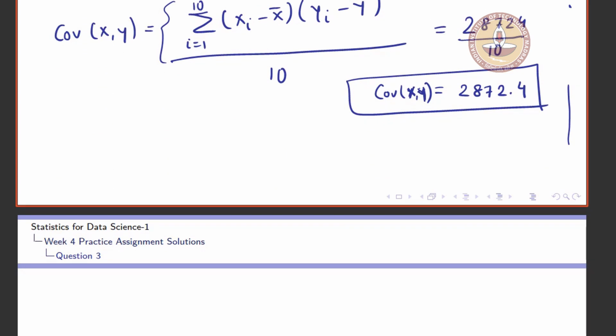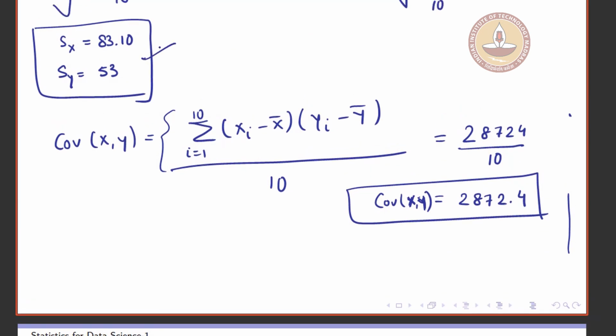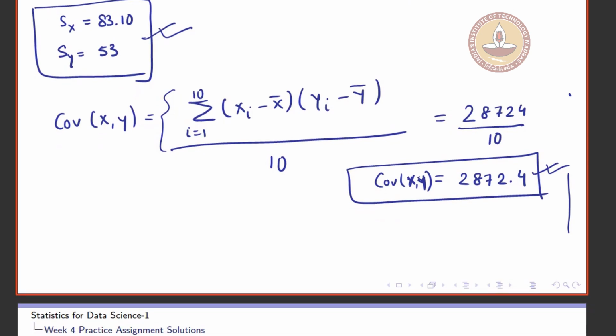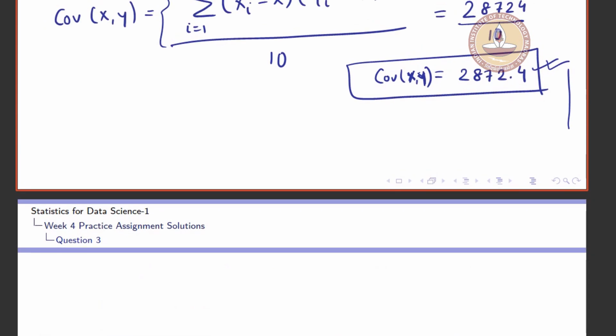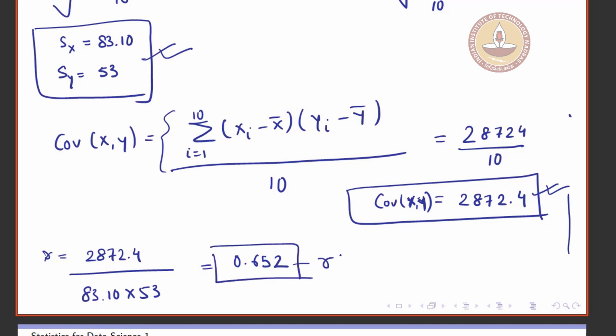So we have calculated the standard deviation of the marks obtained by students in class 10th and class 12th, which is here, and we have also calculated the covariance between these two variables. Now let's move to the correlation coefficient, that is R is equal to covariance of xy, that is 2872.4, divided by standard deviation of x into standard deviation of y, that is 83.10 into 53. After calculating we will get 0.652. So this is our correlation coefficient.